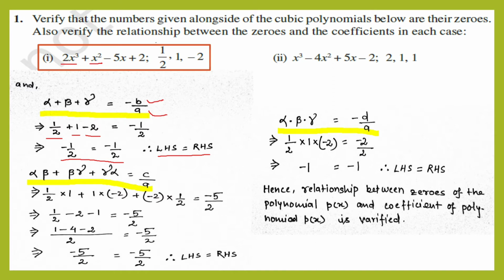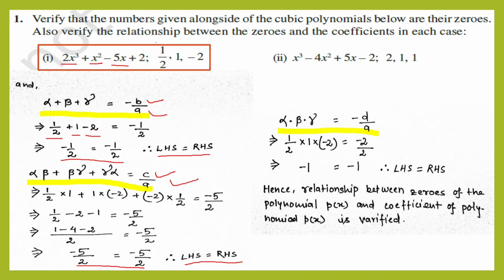We'll do the same for the second relationship. We'll put the values of alpha, beta, gamma, c and a in the given relationship. We'll take the value of c as the coefficient of x in the given polynomial p of x, and value of a will again be the coefficient of x cube. What you find over here is that the value at both sides of the equation is again equal. Therefore, LHS equal to RHS, and the second relationship is also verified.